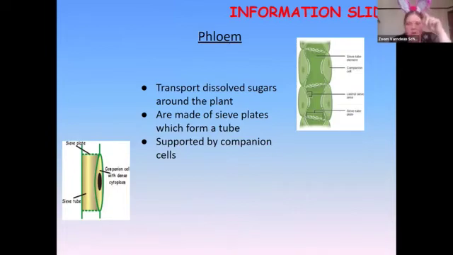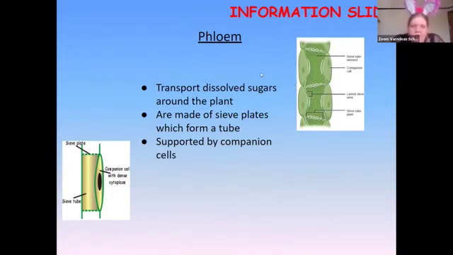They don't just go up, they can go down, they can go anywhere. And they're made from sieve plates, which form a tube, which I've got in this little picture here. And then they've got companion cells. And the companion cells provide support, much like your friends provide support for you and my friends support me. Then they're companions, they're my friends, but we call them companions because we like a fancier word.